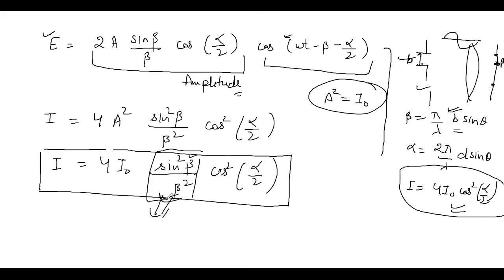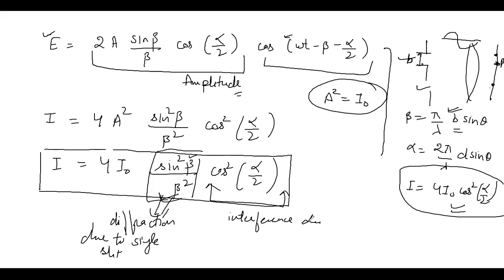ये वाला जो expression है, sin square beta over beta square, if you remember, we had this expression in single slit also. Right? In the single slit, your intensity was equal to I naught sin square beta over beta square. So this term basically represents your diffraction due to single slit. और ये जो second वाली term है, this represents your interference due to 2 point sources which are separated by distance d.